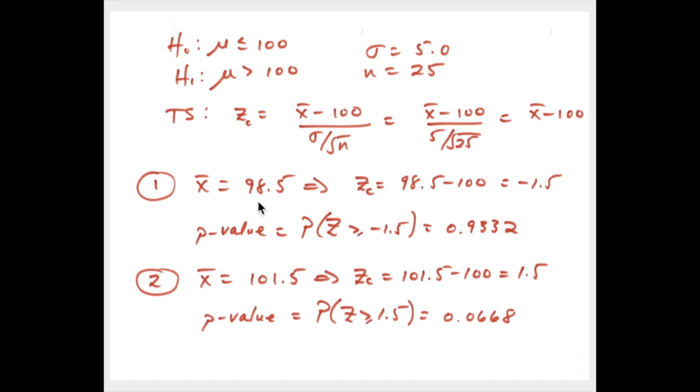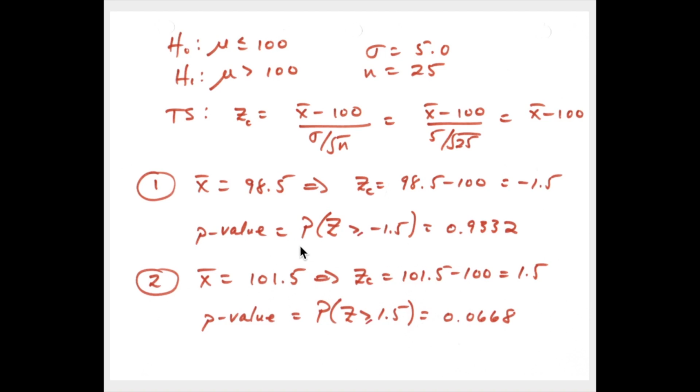If x bar is equal to 98.5, that would imply z-calc is 98.5 minus 100, which is negative 1.5. Because this is a right-tailed test, the p-value is defined to be the probability that z, the standard normal random variable, is greater than or equal to the computed value of the test statistic, which is negative 1.5. Remember, since this is a right-tailed test, we don't take the absolute value of z-calc.